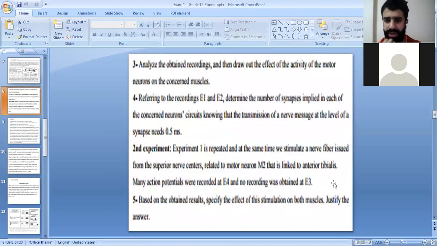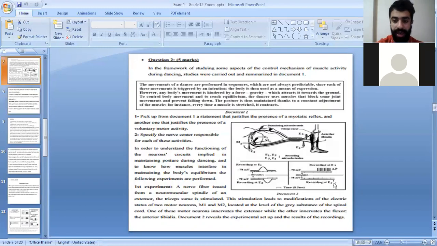Analyze the obtained results and draw out the effect of the activity of the motor neurons on the concerned muscles. So here we have contraction of the extensor and relaxation of the flexor. The second one, at E2, which is the anterior tibialis, we have relaxation since we don't have an action potential, while here we have contraction since the recording reveals the presence of many action potentials, APs.